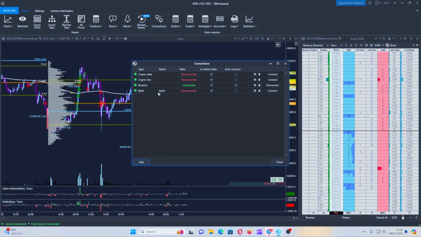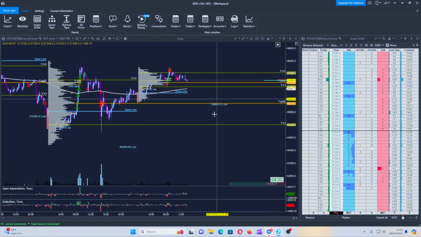So I've got Bybit. It's disconnected at the minute, but there's certain coins that I can't see on Binance. So what I'll do is I'll uncheck that, then I'll click connect, and then I'll connect to the Bybit, and then I'll be able to see what's actually going on in the order book.